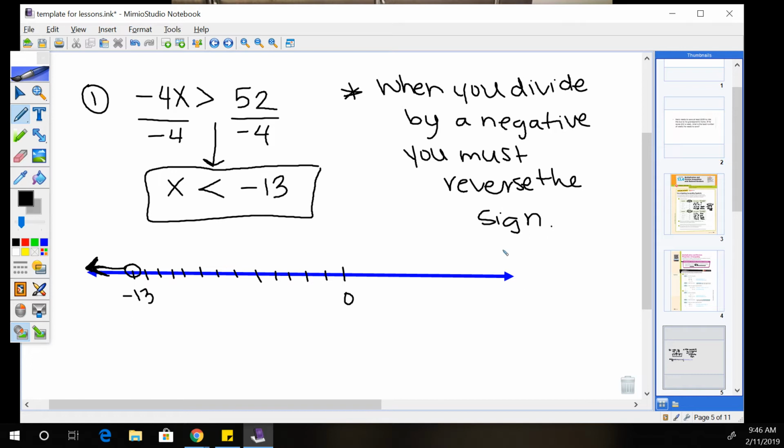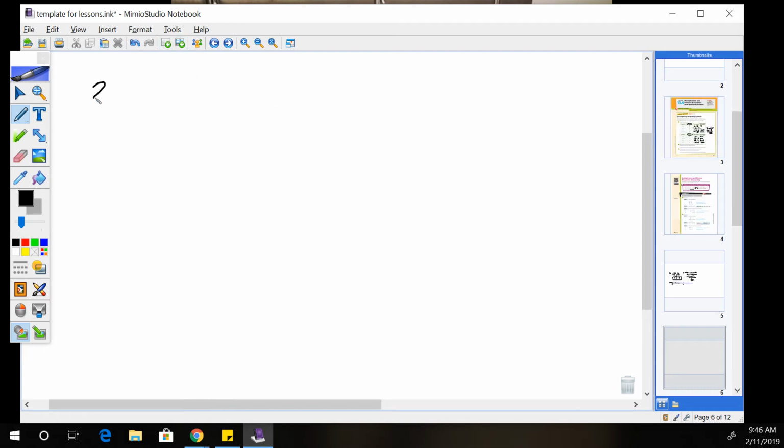No. For example, letter B, I'm going to do letter B, and then you do your turn. Next example is y over 3 less than -5. Okay? Here we have a division inequality.